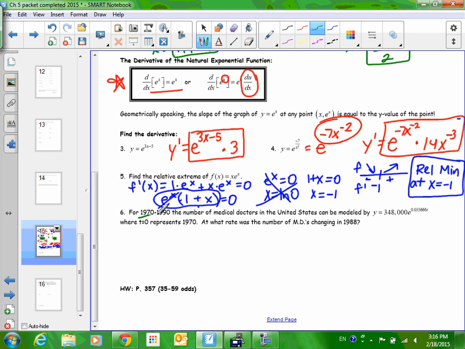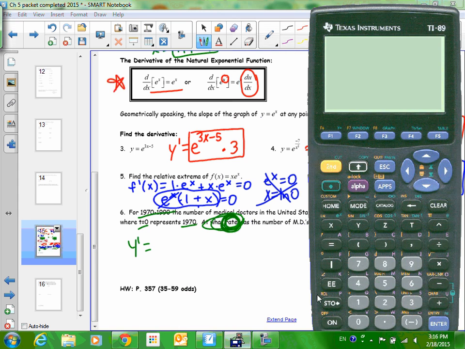For 1970 to 1990, the number of medical doctors can be modeled by this exponential growth. That makes sense. There's always more and more doctors every single year. t equals 0 is 1970. At what, really focus on this word, rate, was the number of doctors changing in 1988? What is rate code for? Slope and derivative. Exactly. So we are going to find the first derivative.